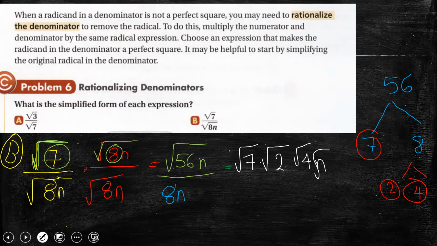So square root of 56, I wrote it as square root of 7 times square root of 2 times square root of 4 times square root of n over 8n.